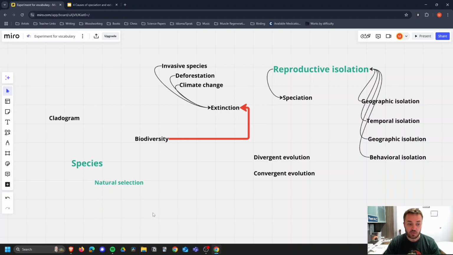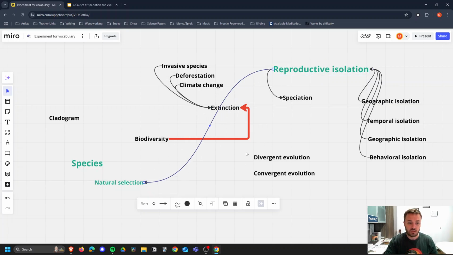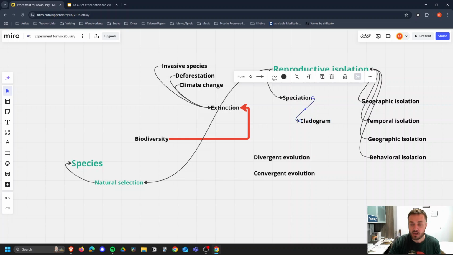All right, so species is kind of this isolated idea that we were talking about that is created through natural selection. I would link this word here to this because that leads to that. And then natural selection also leads here to species. And a cladogram is the last thing that we haven't really talked about, which is just how we track speciation. So speciation over time is tracked by a chart known as a cladogram.